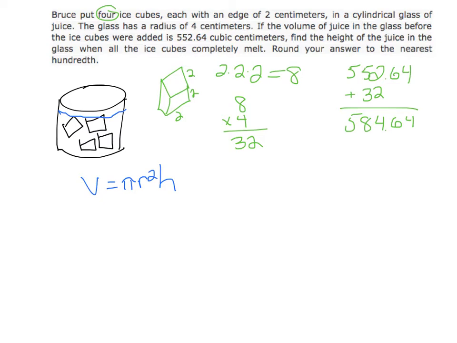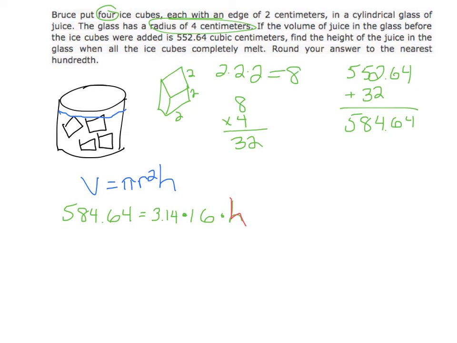Now, let's take the volume of a cylinder, which is pi r squared h, and we're going to plug in what we know. We know the volume is 584.64. We're going to set that equal to 3.14 times the radius squared. So the radius is 4 centimeters. 4 squared would be 16 times the height. This is what we have to figure out, the height.